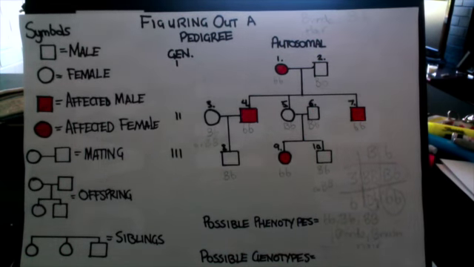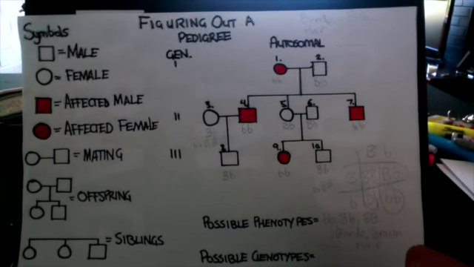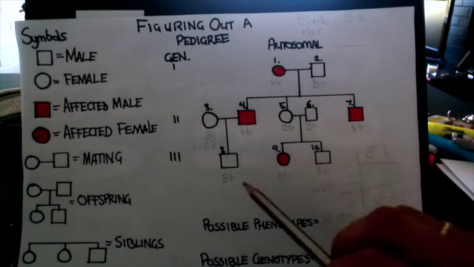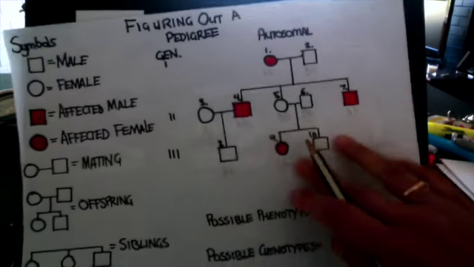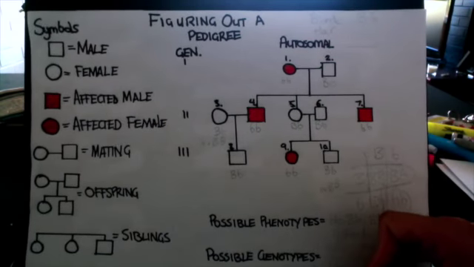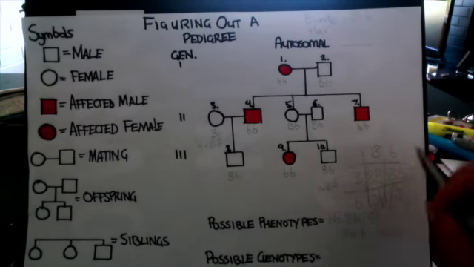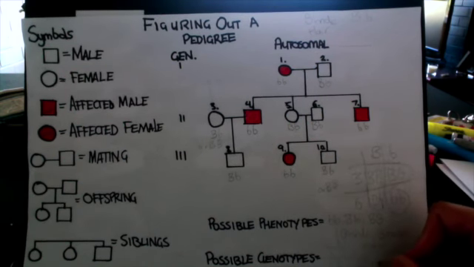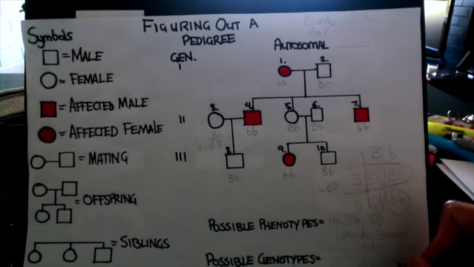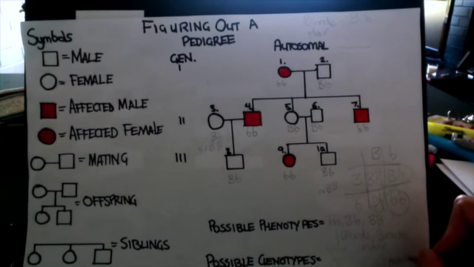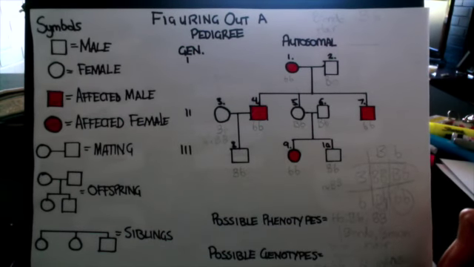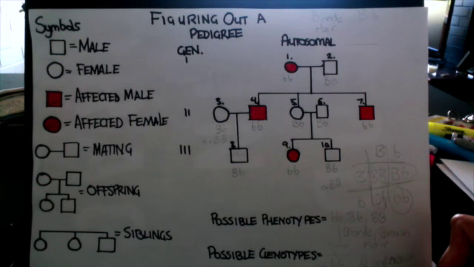So altogether in this family of 10, 4 people have little b, little b. 1, 2, 3, 4, 5, 6 have big B, little b, and 1, 2 unknown if big B, big B or big B, little b.